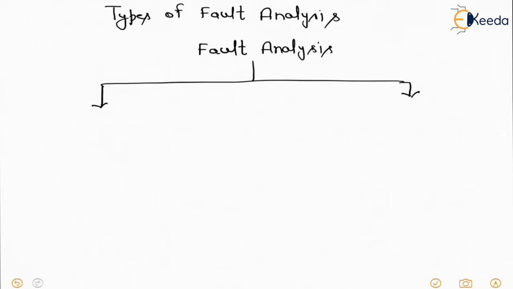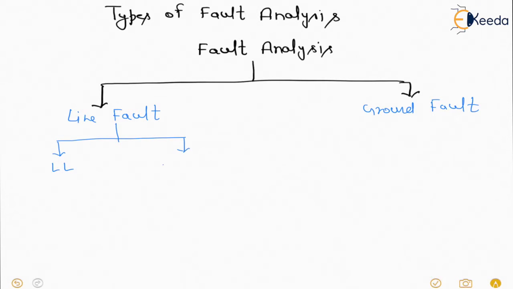So we can divide fault analysis based on line fault, and the second one is ground fault. If we look at line fault, there would be many. The first one is double L fault, and the second one is triple L fault. Means there will be no connection of ground during this kind of fault, that is line fault.